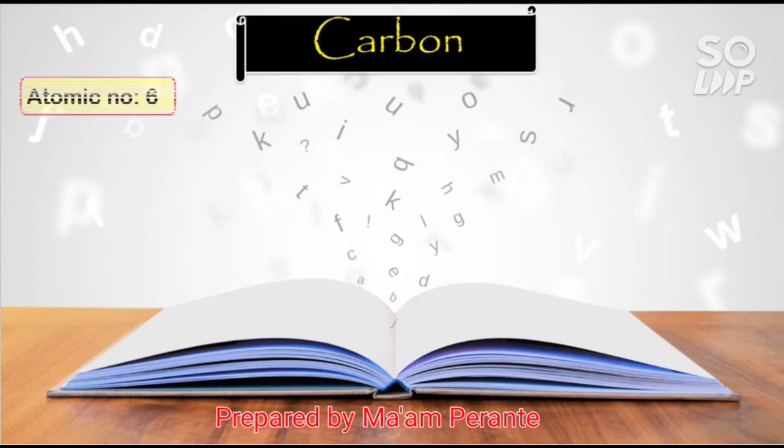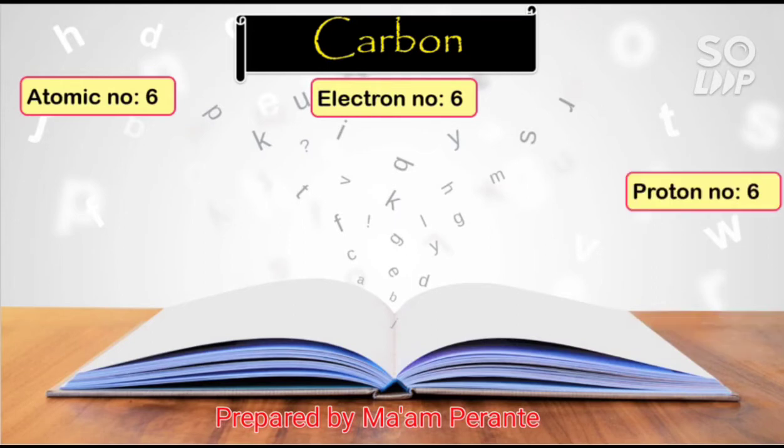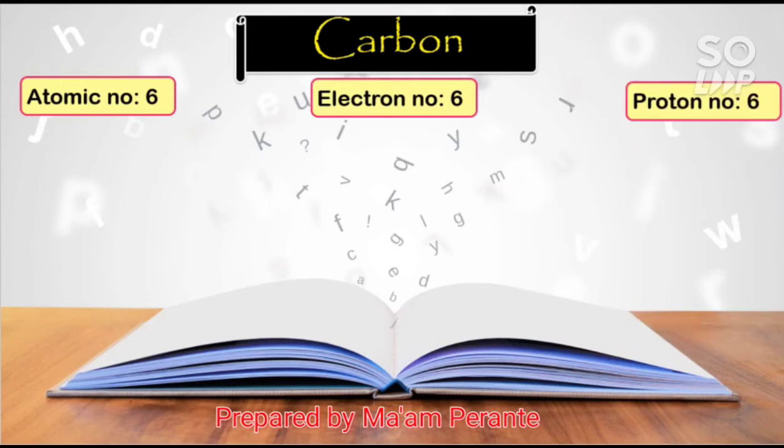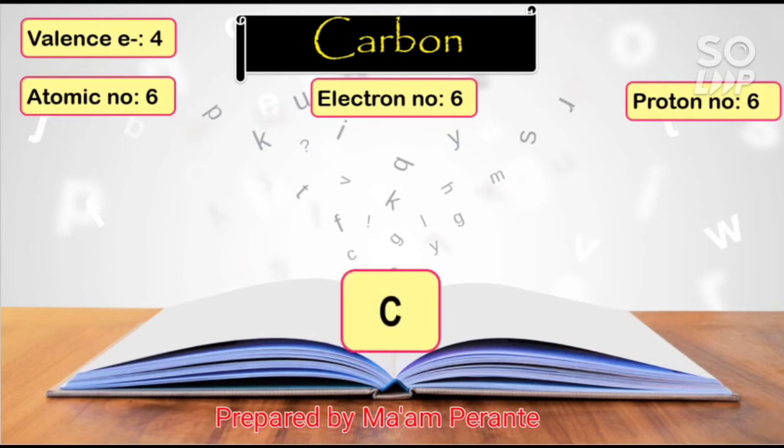As I said a while ago, the atomic number of carbon is 6, which means that the electron number is also 6. The proton number is also 6 because the atomic number, electron number, and proton number are all equal to one another. How about its valence? We know that carbon is in group number 4. So meaning the valence is 4. So because we know how many valence electrons are there in carbon, we can now draw its Lewis symbol.